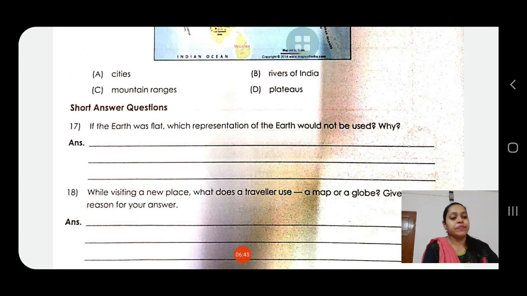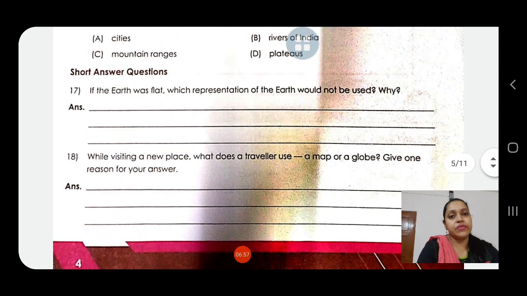Okay, children. Then we have question number 18. While visiting a new place, what does a traveler use? A map or a globe? Give one reason for your answer. Does he carry a globe always with him? No. What does he use? He uses a map. And why does he use a map? Because maps are easy to carry around. See, such a simple answer.